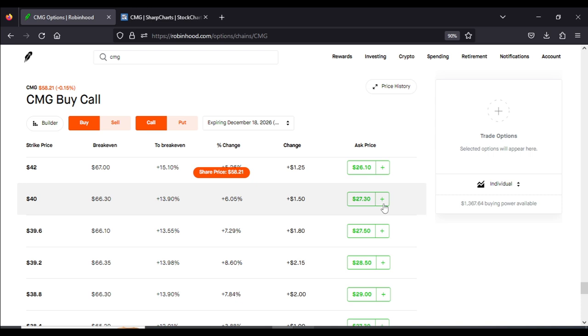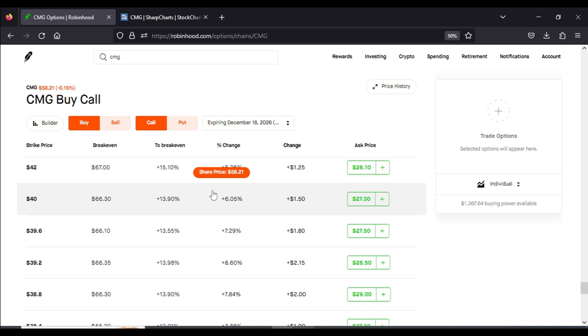Each option contract is multiplied by 100 shares. So if I were to purchase this $40 strike price, I would be paying $2,730. I would be able to control 100 shares of Chipotle. Whereas if I were to buy Chipotle at its regular share price right now, I would be paying $58.21, which is $5,821 to own 100 shares outright.